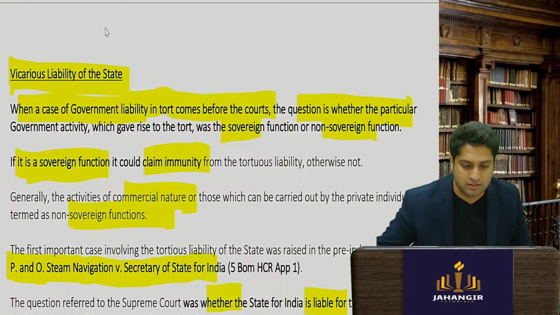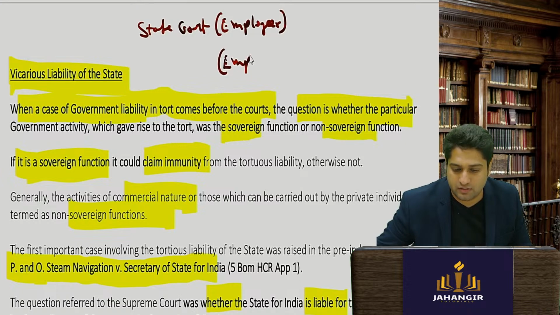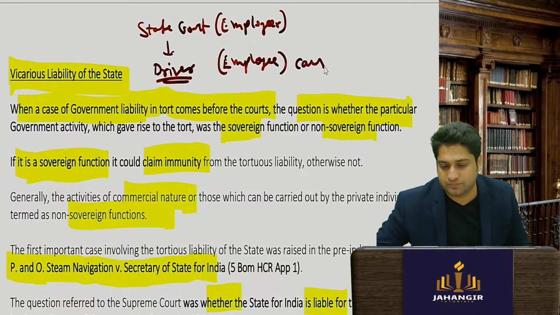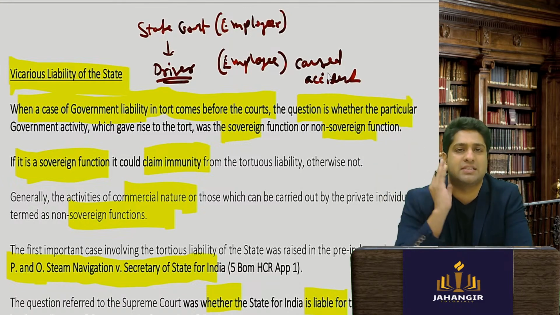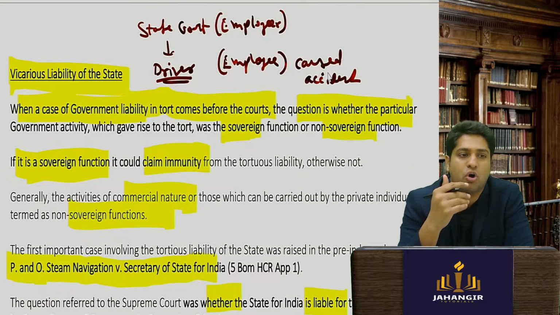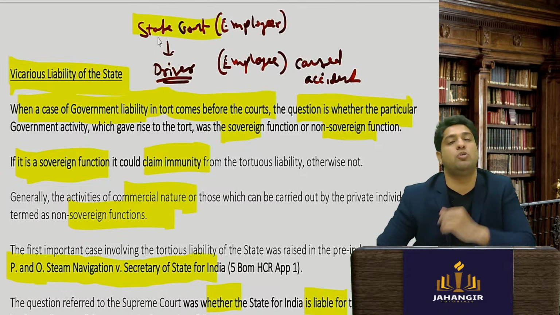Now imagine there is a state government, which is the employer, and here we have the employee. They must have employed a driver, and let's say this driver caused an accident. Who will pay for compensation? You see all these BEST buses, sometimes on railways also there is an accident. So in all this we tell not the driver but the state government to pay compensation.